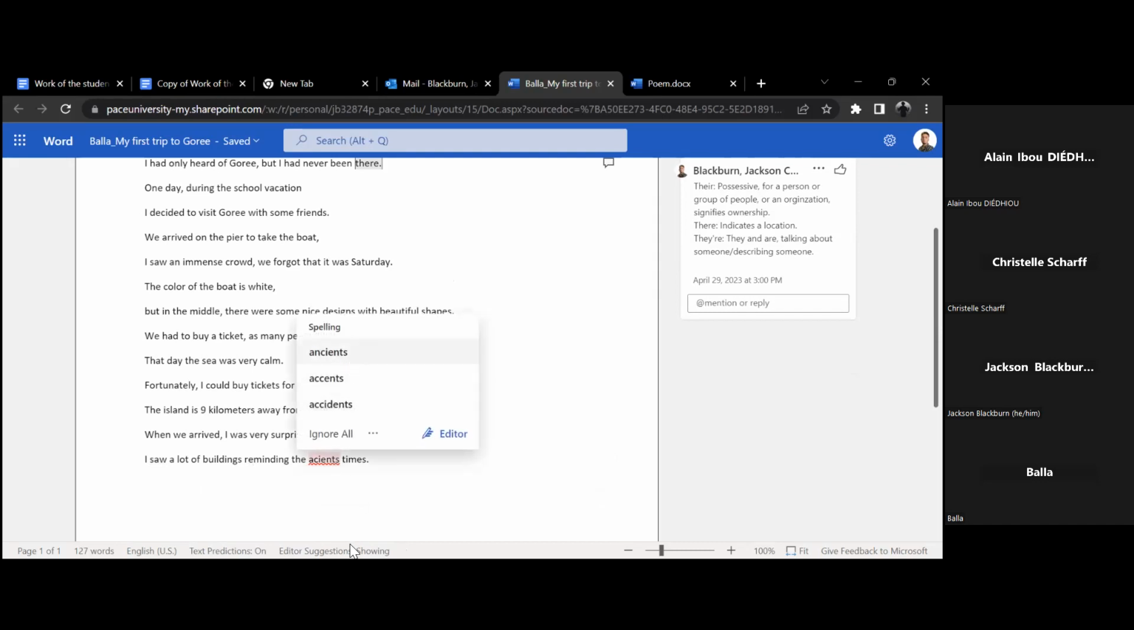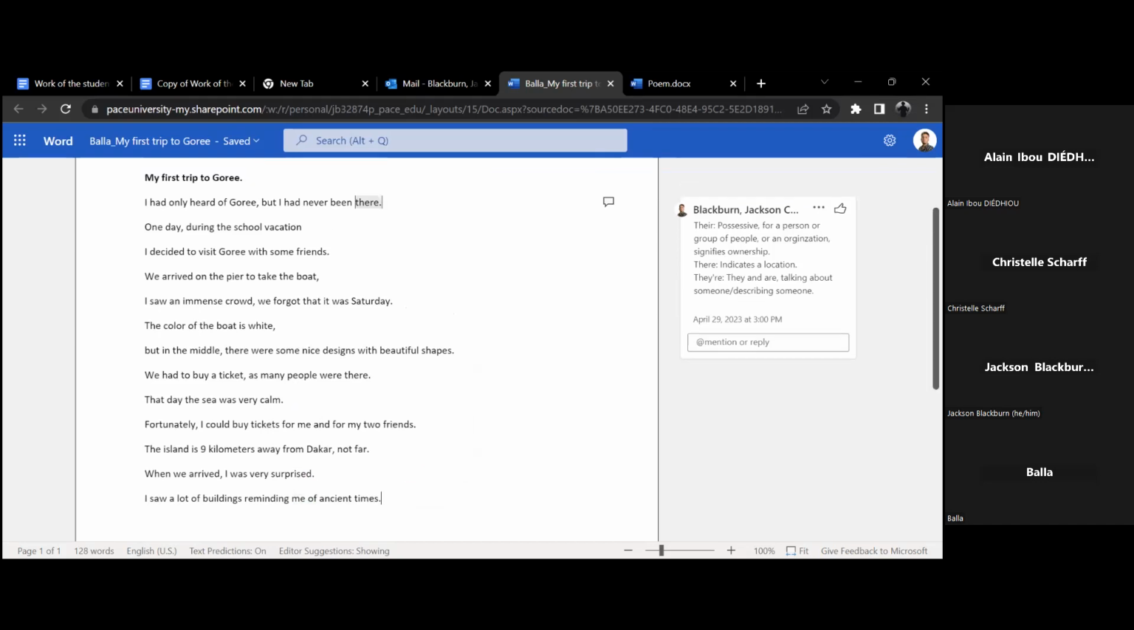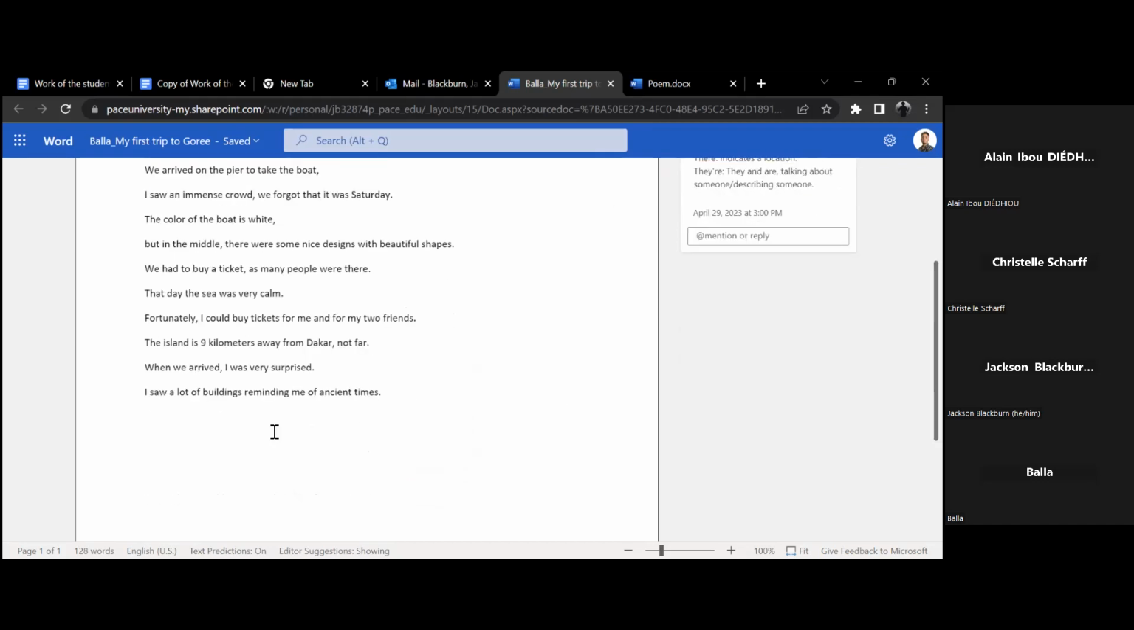I think it would be there. Reminding the, so yeah, I was gonna say, I think you could put "reminding me of ancient times" or "the ancient times," but in terms of that, that would work best. I saw a lot of buildings reminding me of ancient times.